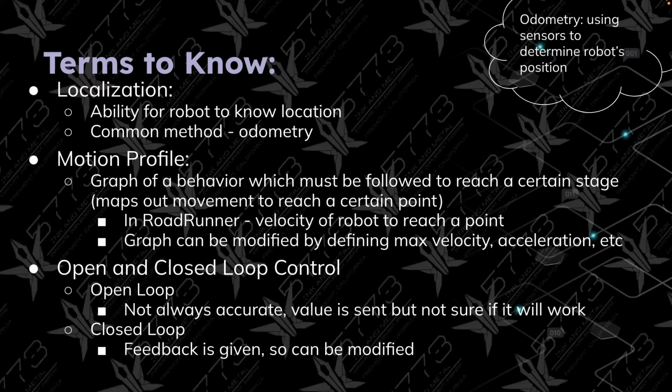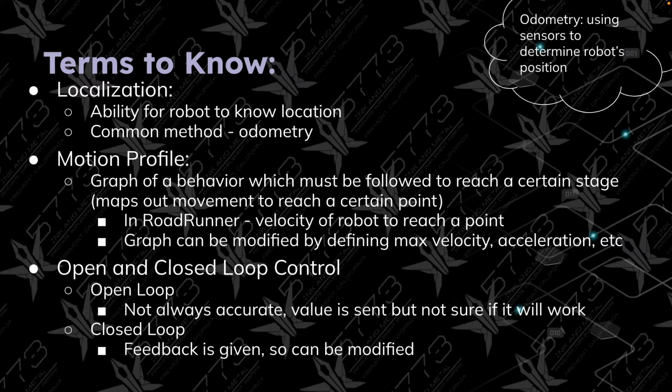Next is motion profile. This is the graph of a behavior which must be followed to reach a certain stage. It maps movement to reach a certain point. In RoadRunner, it shows the velocity of the robot to reach a certain point. The graph can be modified by defining max velocity, acceleration, etc.